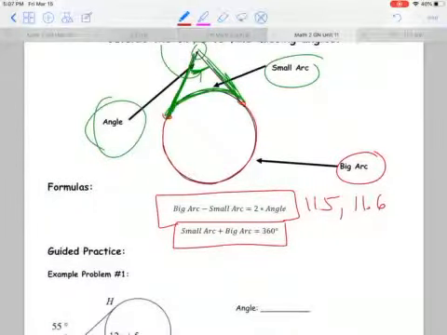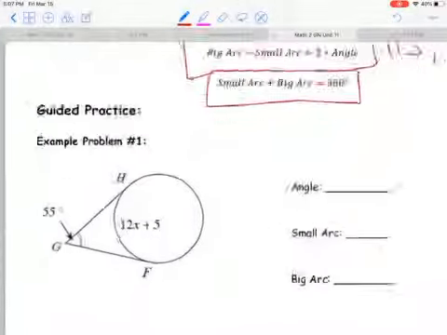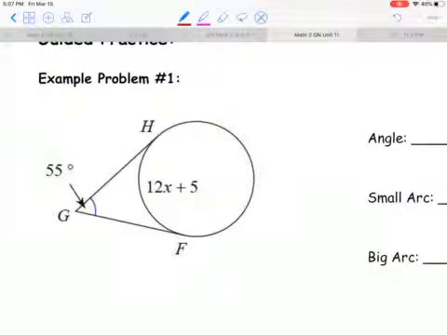So problem number 1, this is an example where we're going to have to figure out one of the missing pieces first before we can solve for x and use the equation. So what I want you to do right now is label everything and see if you can figure out how to get the missing piece. Otherwise, push play when you're ready to see how I do it.